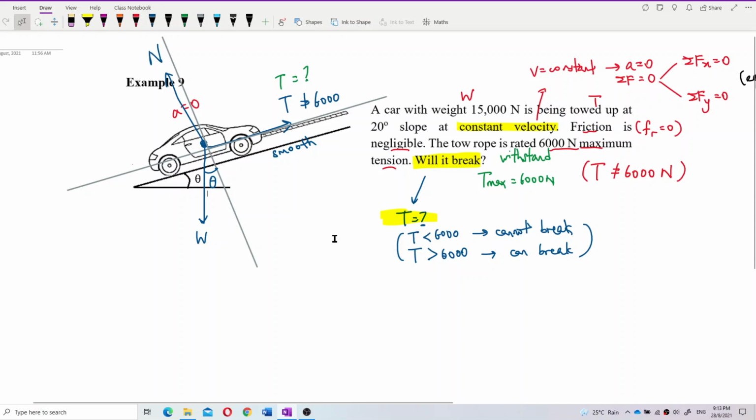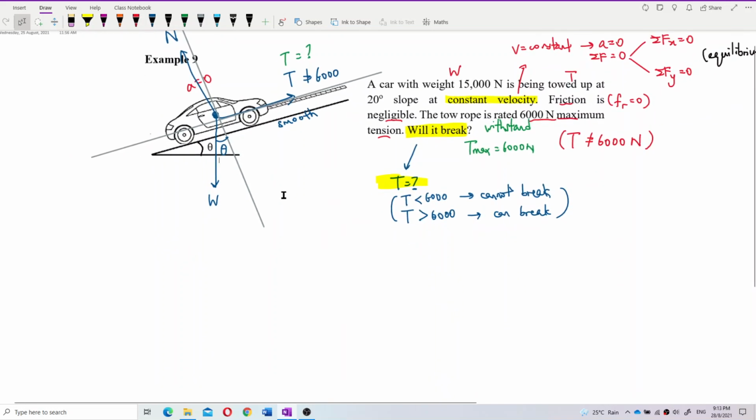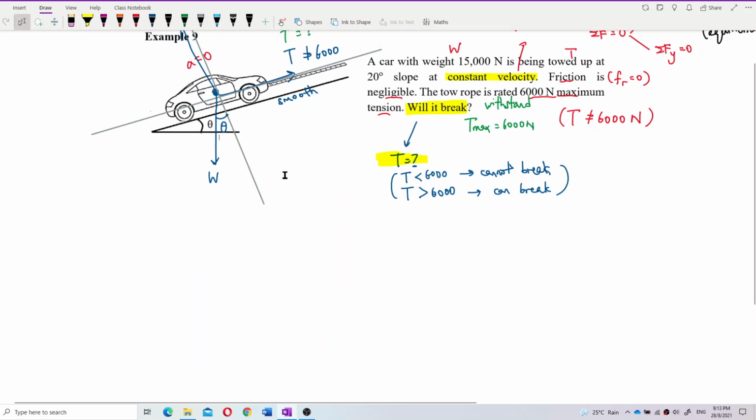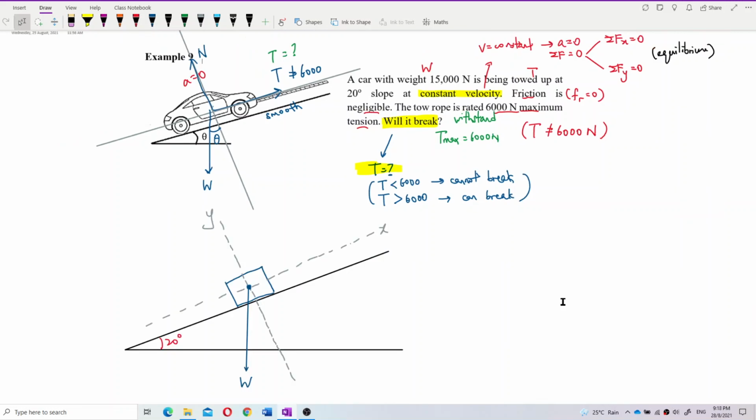Why? Let me explain deeper. Let me redraw the diagram for you here, so it looks better this way. So this is the x-axis. The x-axis is always parallel to the surface. The y-axis is always perpendicular to the surface. You can tilt the x and y-axis. The x-axis is not always horizontal. You can tilt it so that it becomes parallel to the surface.